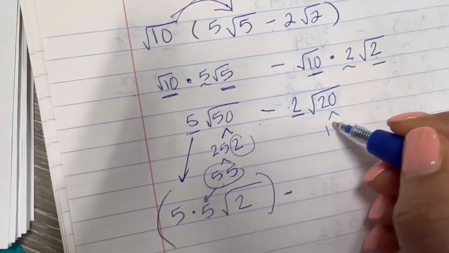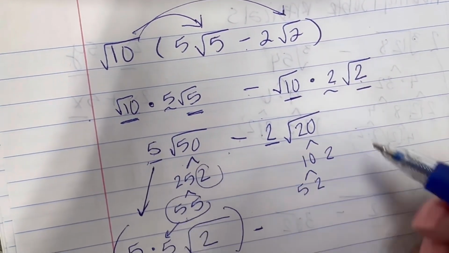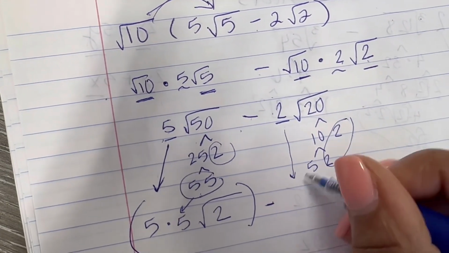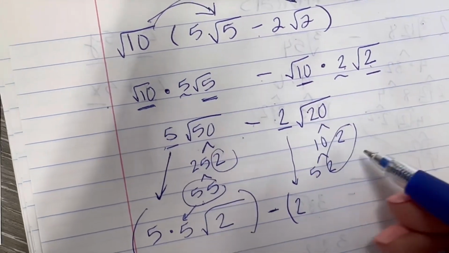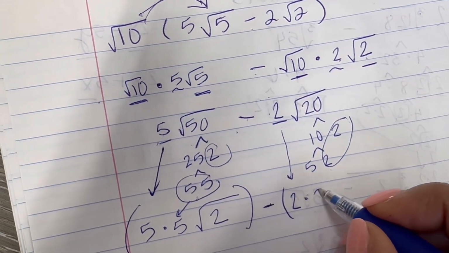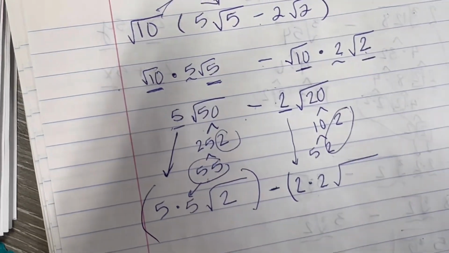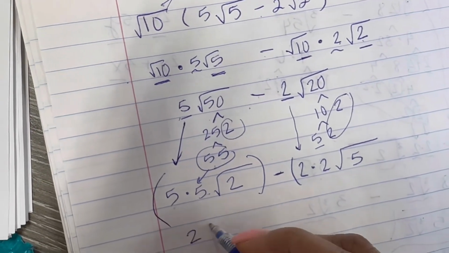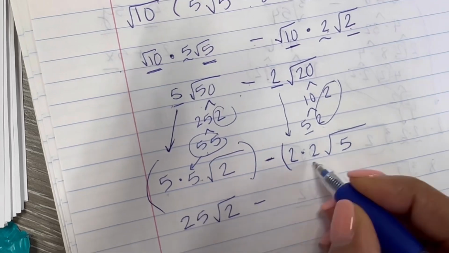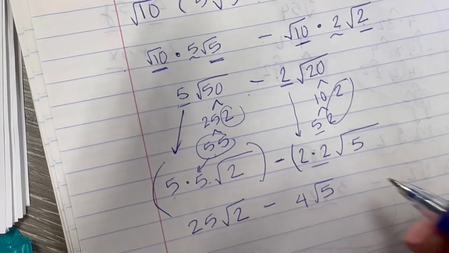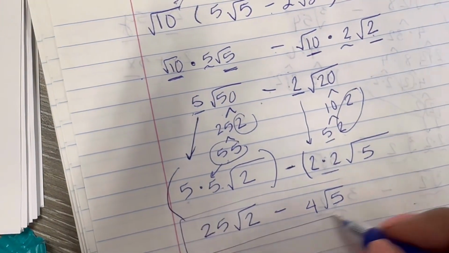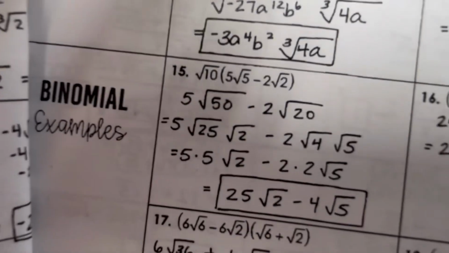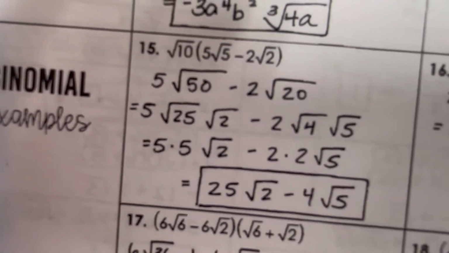Okay, let's do this one over here. 10 times 2, 5 times 2. Copy. Bring this down. Bring your copy out as 1. Keep this 5 inside. 5 times 5 is 25. Radical 2 minus 4 radical 5. Yep, that's the answer. There we go. Okay, that's how you do that problem.